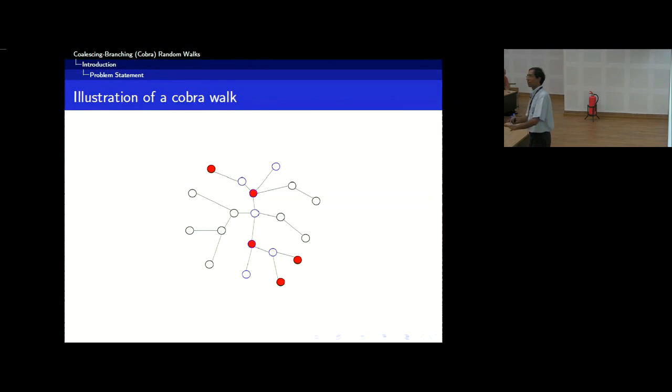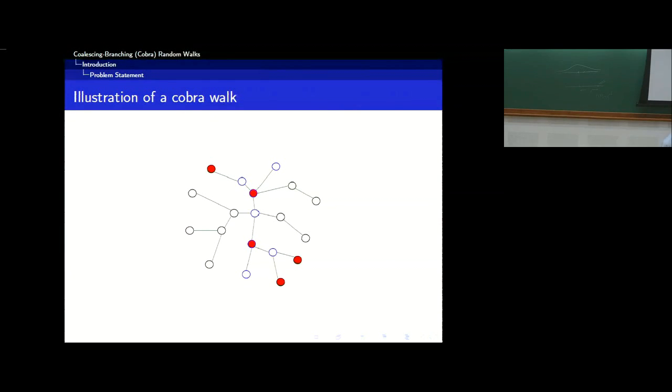It is a pure random process, so there are no algorithms in this talk. It's entirely about analysis of a process. Exactly, it's a branching random walk, except with coalescing. It's a branching random walk in combination with coalescing. That's why it's called a coalescing-branching random walk.